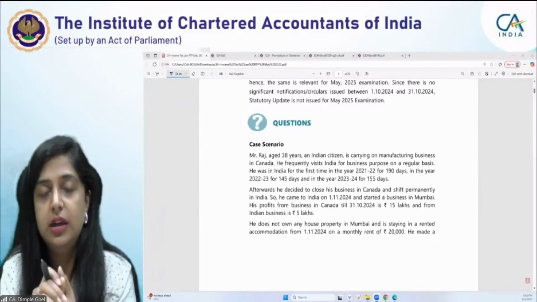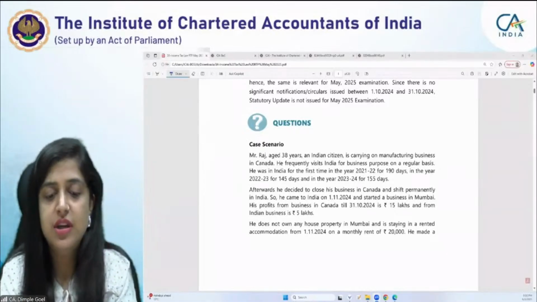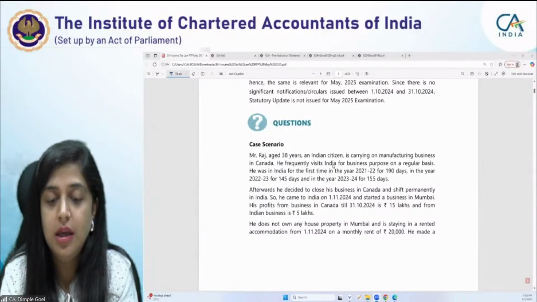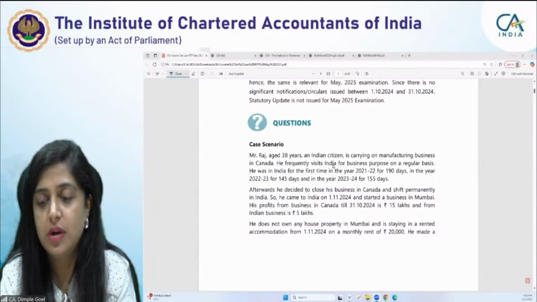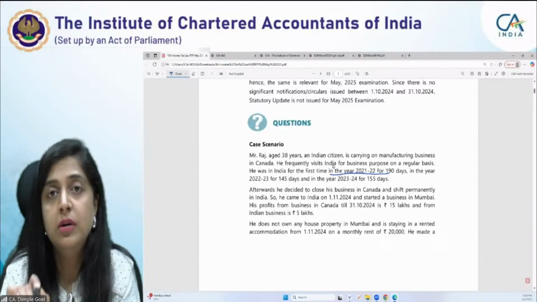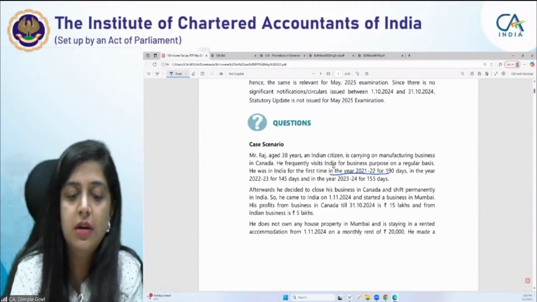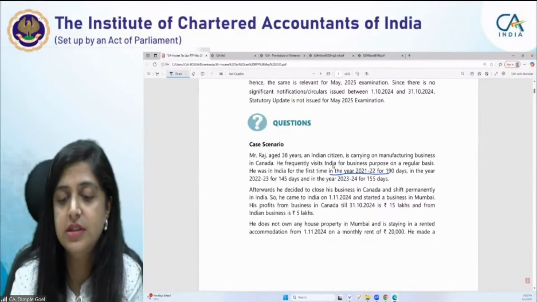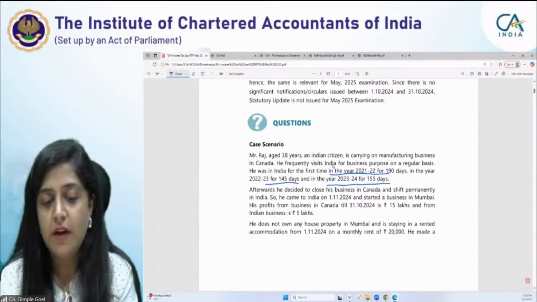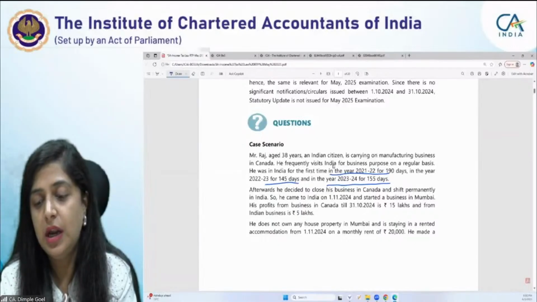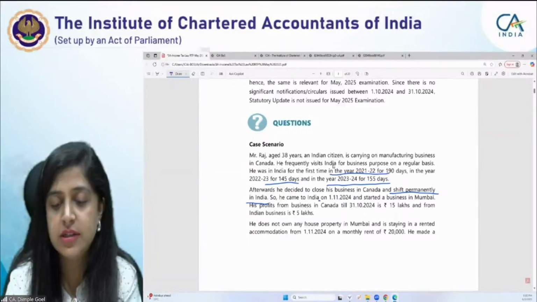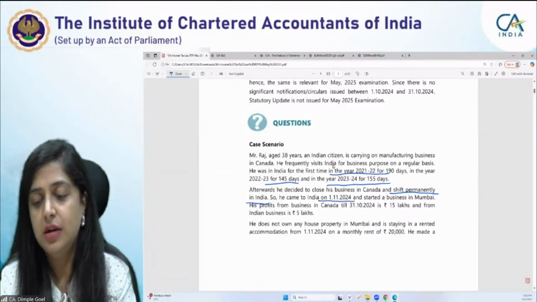So I'm just starting reading the case scenario. Mr. Raj, aged 38 years, an Indian citizen, is carrying on manufacturing business in Canada. He frequently visits India for business purposes on a regular basis. He was in India for the first time in the previous year 21-22 for 190 days. Then he visited in 2022-23 for 145 days and then in the year 23-24 for 155 days. Afterwards, he decided to close his business in Canada and shift permanently to India. So he came to India on 1st November 2024 and started a business in Mumbai.